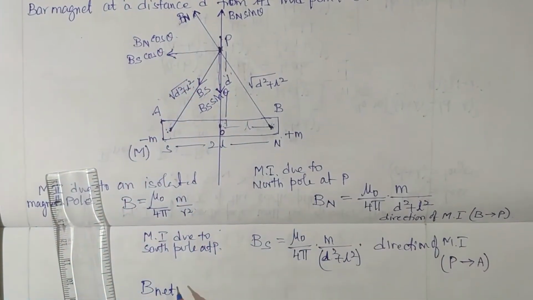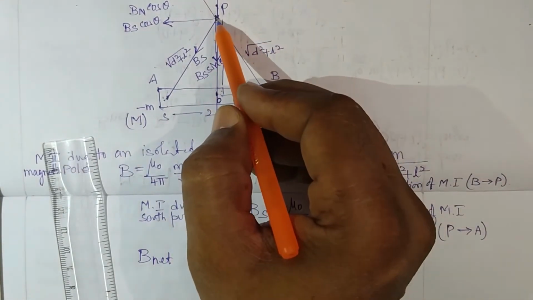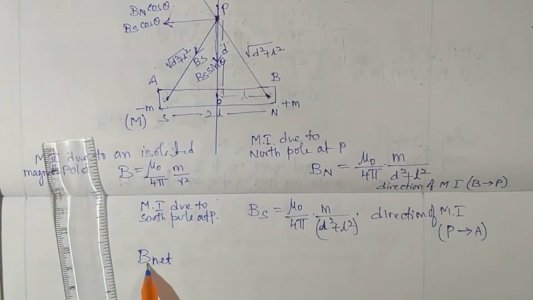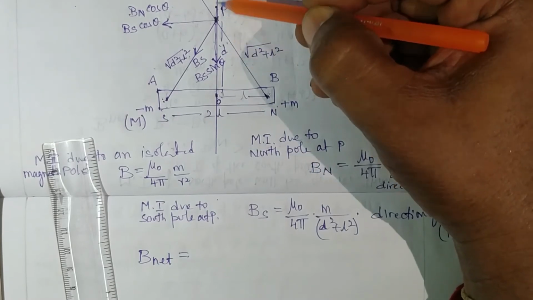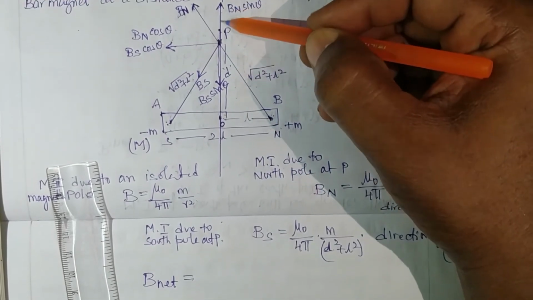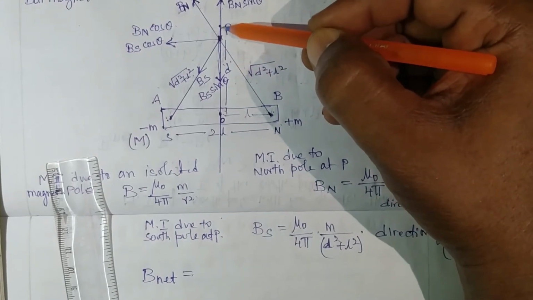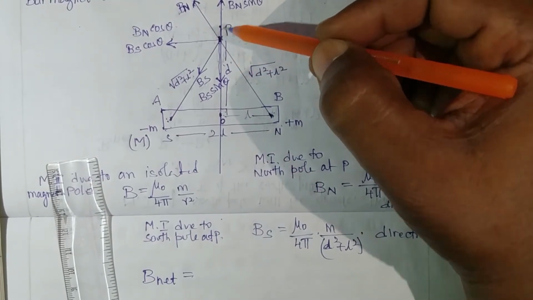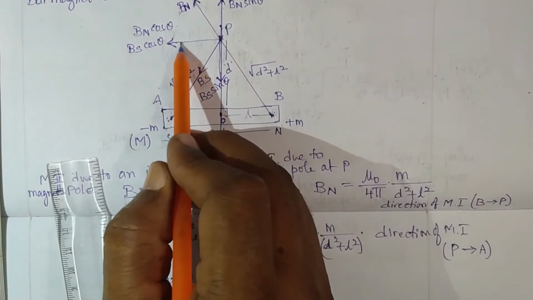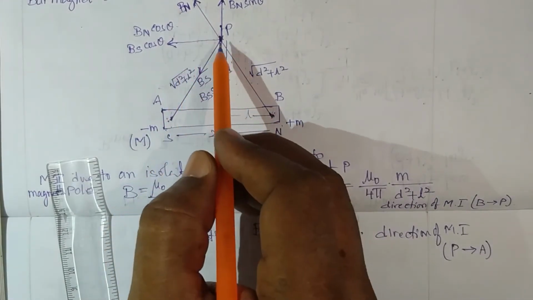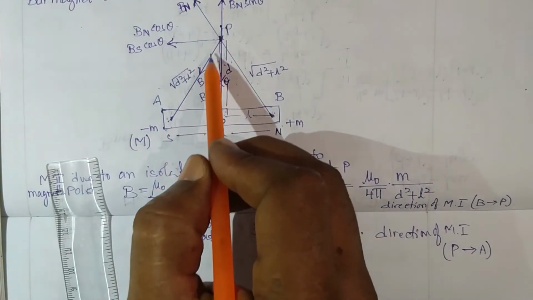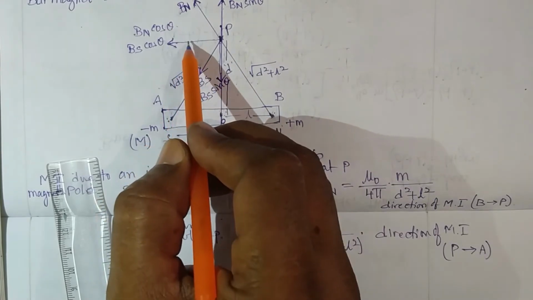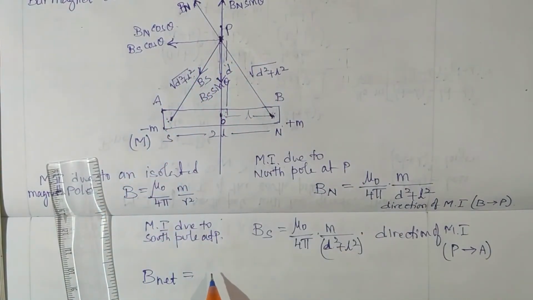Since the pole strengths are same, the magnitude of these inductions also will be the same. Now to get the resultant magnetic induction at this point, in this direction these two vectors are in opposite direction, therefore the resultant due to the vertical components is 0. The horizontal components of both the vectors are in the same direction, the horizontal component of the north pole is in this direction, the horizontal component of the south pole is also in this direction. So to get the resultant, I have to add them.